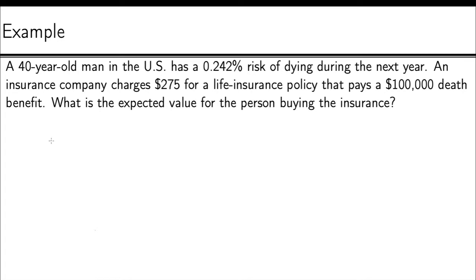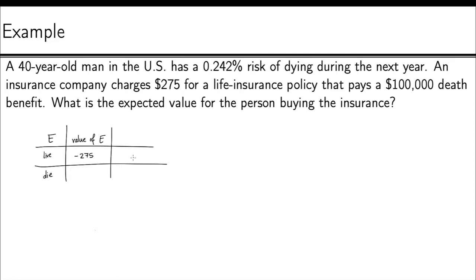So there are two possible events here, okay? The events are that the man lives the next year, or that he dies the next year. And we want to know what is the value, for that person in each of those cases. So the value of each of those events. So if the man lives, then he paid $275 for nothing because he didn't die, and so no benefit was received. So it was a negative $275.